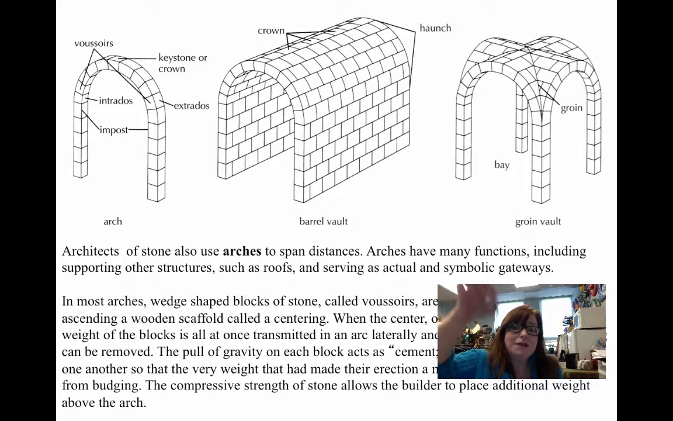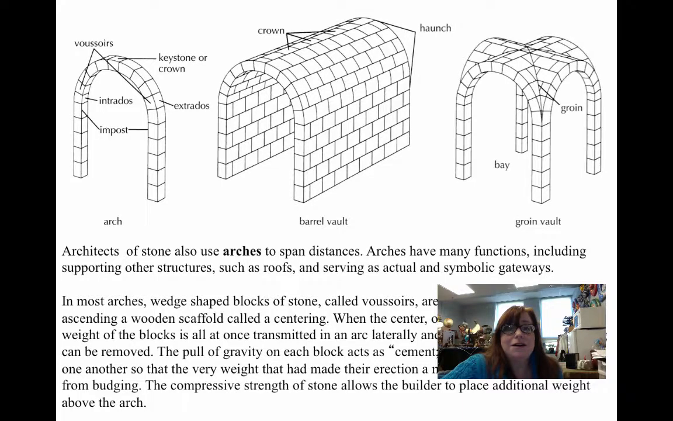And then once you plunk down the center stone, or the keystone as it's called, into place, the weight of the blocks is immediately transmitted in an arc laterally and downward, and then you remove the centering. So essentially this is also a form of dry masonry in that the pull of gravity on each block acts as cement. So the blocks fall into one another so that the very weight that made their whole erection a marvel now prevents them from budging at all. And the compressive strength of the stone allows the builder to build additional weight above the arch.